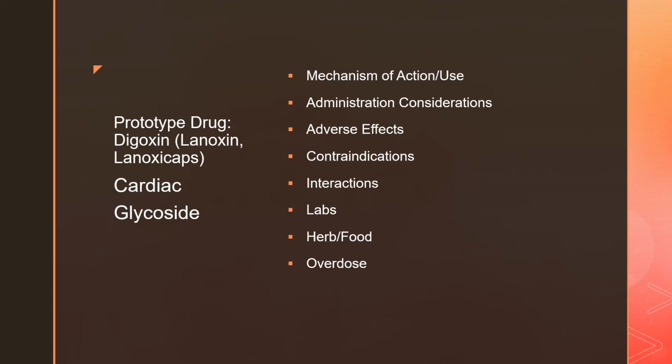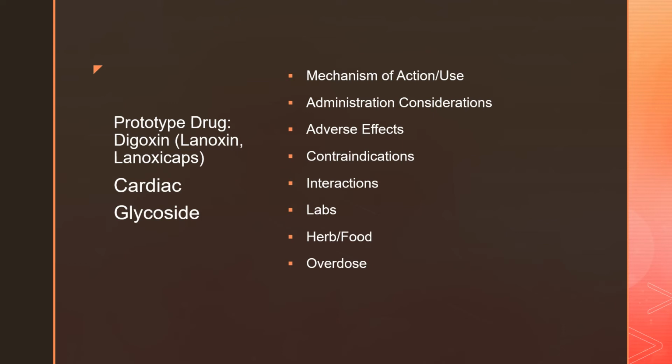Other adverse effects include nausea, vomiting, fatigue, anorexia. But here's where we're going to start going into DIG toxicity. Visual disturbances such as seeing halos, a yellow-green tinge, or blurring. Again, do periodic serum drug levels, and you're looking at that DIG level, make sure it's in a therapeutic range.